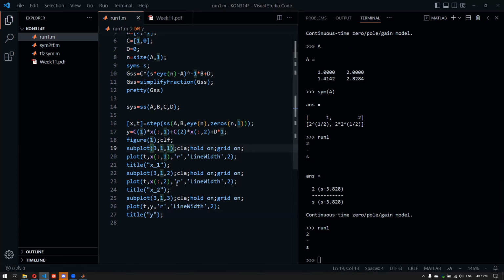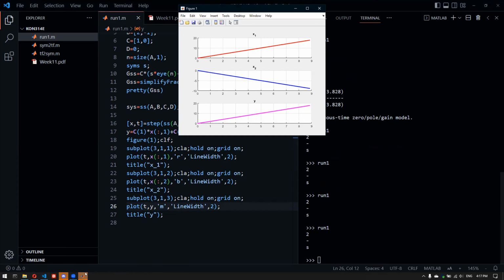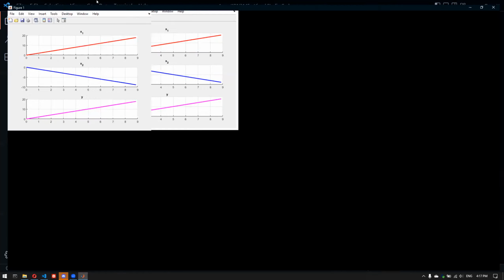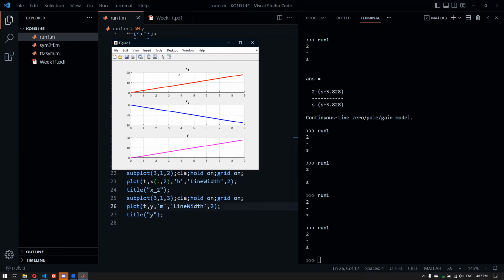Of course, I didn't change the colors. Let me change the colors. There we go. Now, what we're seeing here is the following. The first one is the first state, so this is x1 versus time. And then we have x2 versus time.